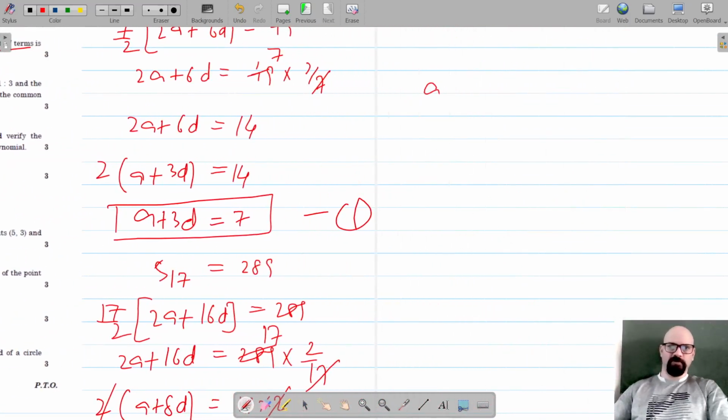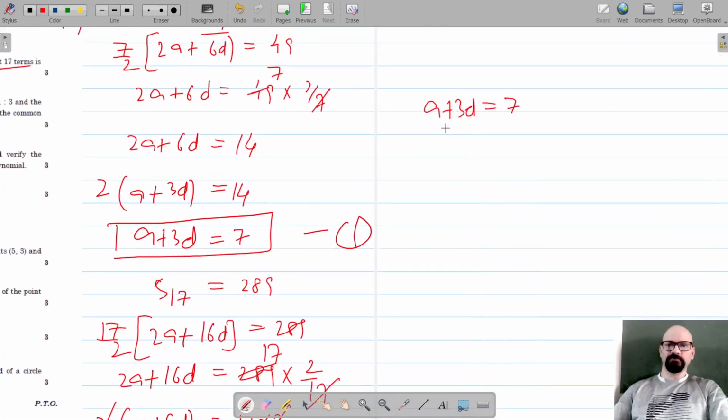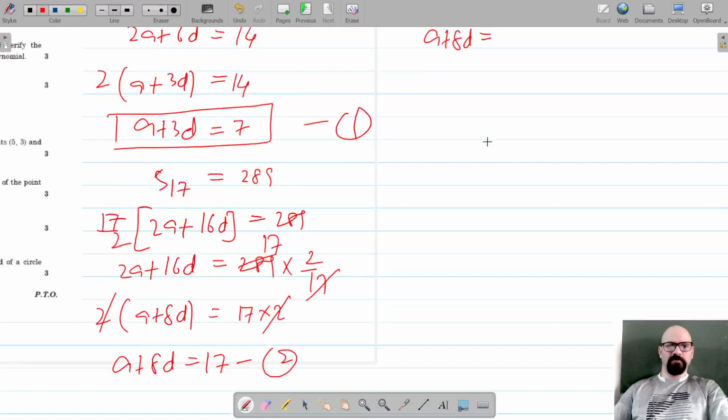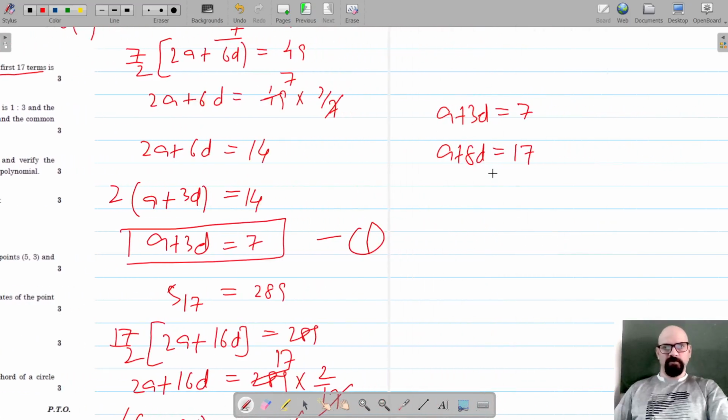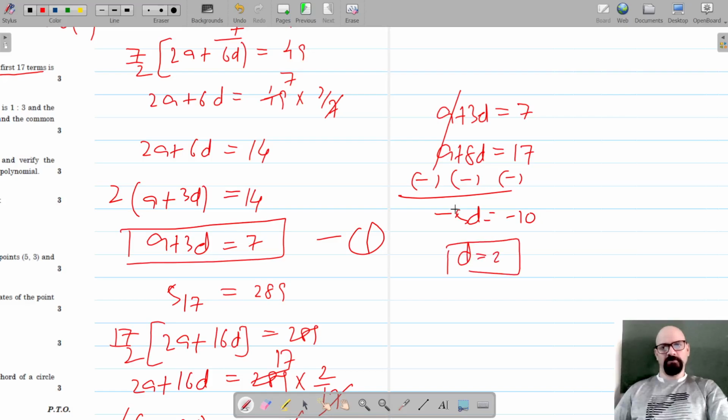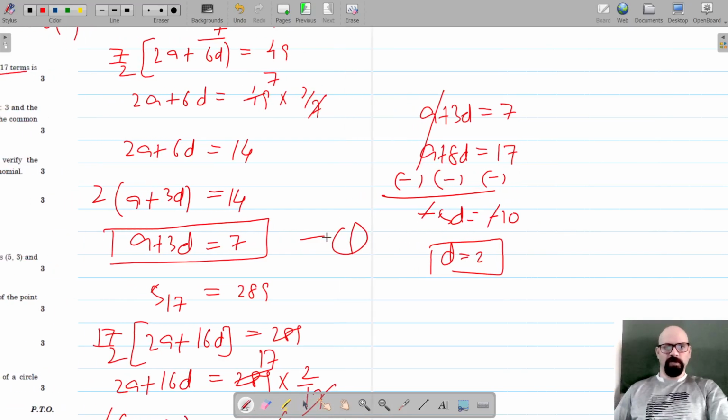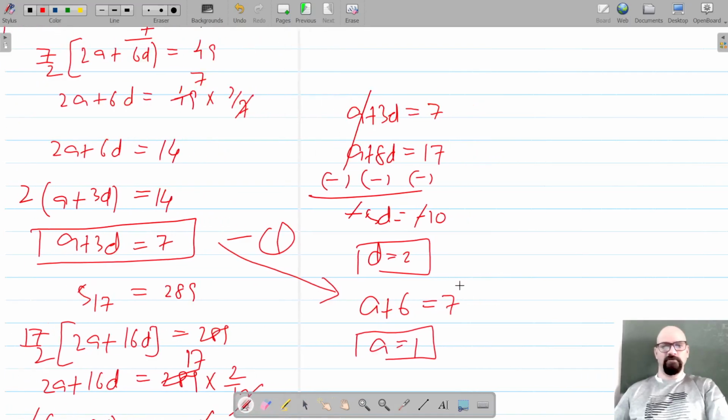So we have two equations. a plus 3d is equal to 7, and the second is a plus 8d is equal to 17. Now, if we go ahead and solve these, we will get a. So I'm going to subtract these two equations. So 3d minus 8d is minus 5d is minus 10, which gives me d is equal to 2. If I replace the value of d in the first equation, this is a plus 6 is equal to 7, and a is equal to 1. So d is equal to 2 and a is equal to 1.